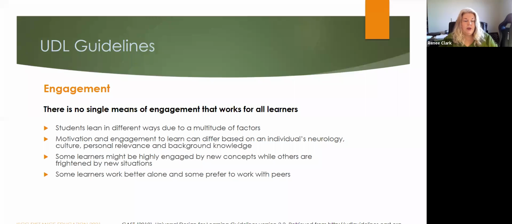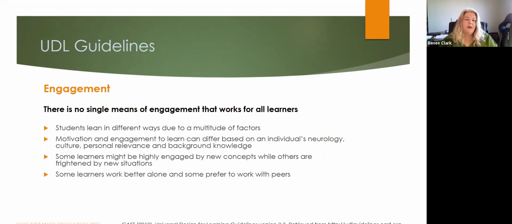Let's first talk about engagement. There's no single means of engagement that's going to work for all the learners. Students learn in different ways for a multitude of different reasons. Motivation and engagement to learn can be different based on an individual's neurology. So that could be they have cognitive problems, they have some sort of dyslexia, or maybe they have ADHD and just really can't concentrate or be still. Their cultural ideas, maybe they already have a preconceived idea about what you're teaching them and what they think about it. So it may be difficult sometimes to overcome that.